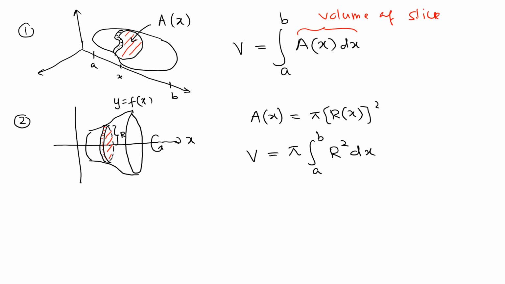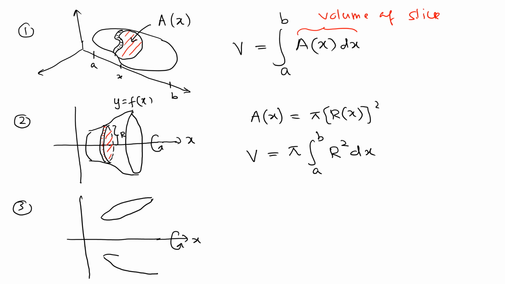The third one is the washer method. It is very similar to the previous one, but let's say one curve is like that and the second curve is like this. When you rotate those two curves, you can see it's going to jump to the other side and go like that. So this is how the solid looks.